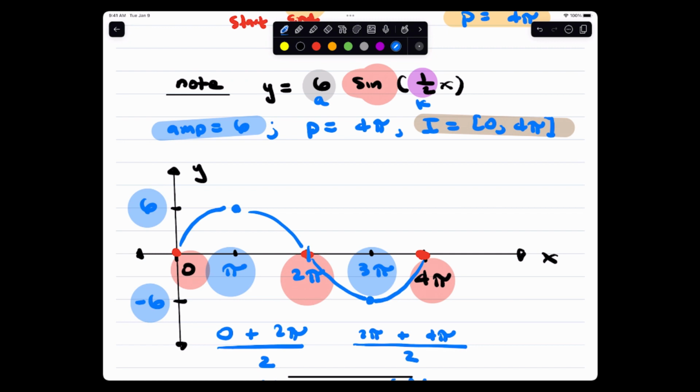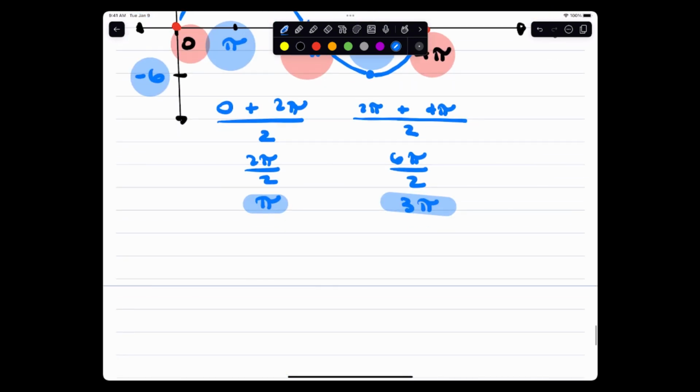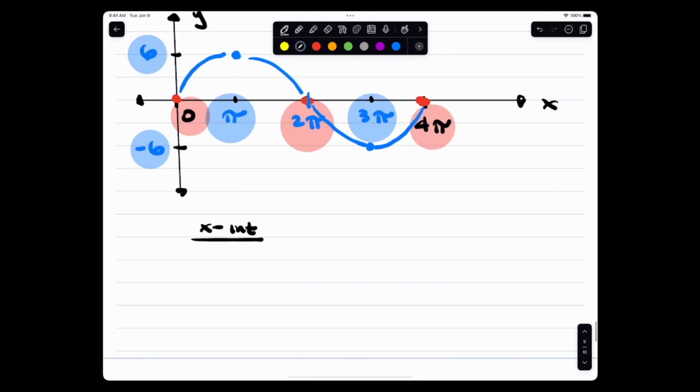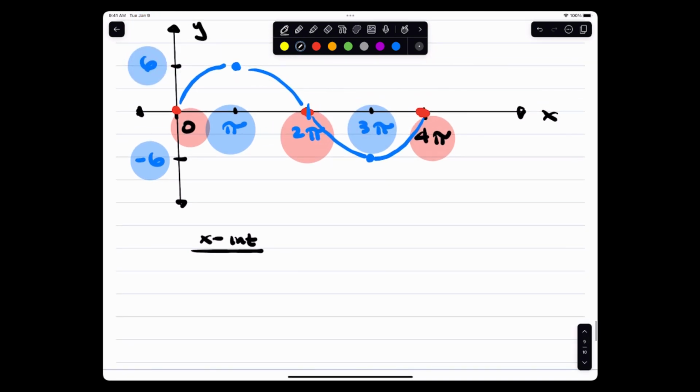Okay? Now, let me erase this here. If they ask you this question here, ladies and gentlemen, they're going to say, what are the x-intercepts? What do you guys tell me? Take a look at the curve. Where are your x-intercepts? X equals what? X equals what? And x equals what?